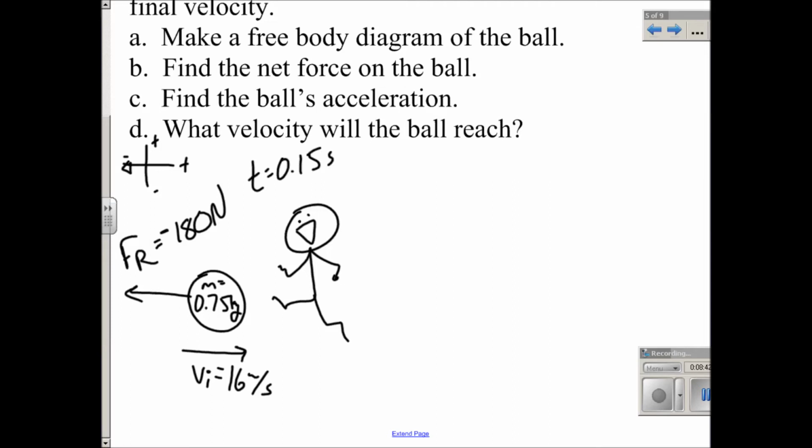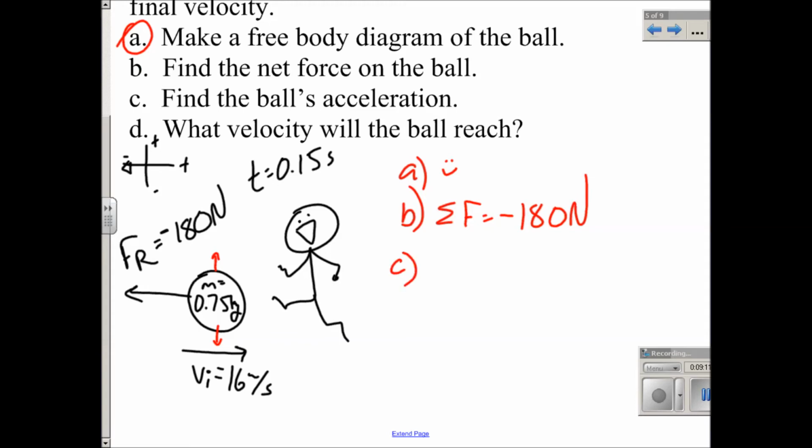Part A says make a free body diagram. So there, we've done that. Technically speaking, I should put in my force of gravity and my normal force, but I'm not going to worry about those because they cancel out. This was just designed to get me thinking about it. Part B says find the net force. The only force affecting its motion is the force of Roy, so there's our net force. We're going to, as usual, assume no friction or air resistance just to keep things simple.